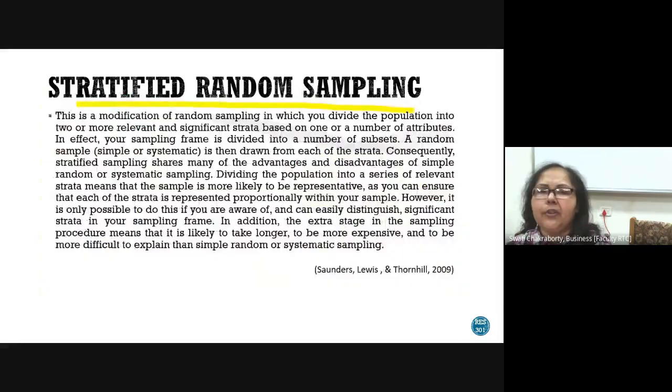Next, stratified random sampling, right? What happens here is you divide the entire population into 2 or more relevant significant strata based on one or a number of attributes. In effect, your sampling frame is divided into a number of subsets, and a random sample, which could be simple or systematic, is then drawn from each stratum. Consequently, stratified sampling shares many of the advantages and disadvantages of simple random or systematic sampling. From each stratum, you start picking, either doing it by simple random sampling or in a systematic way.